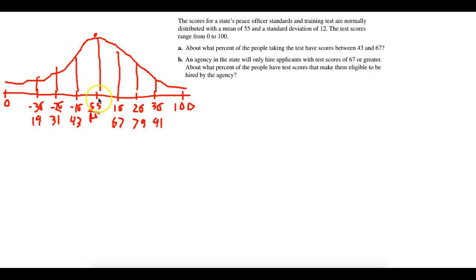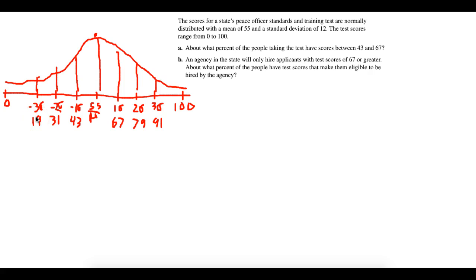So we've got 55 as our mean, plus 1 standard deviation is 67, plus 2 standard deviations is 79, plus 3 standard deviations is 91. On the other side, minus 1 standard deviation is 43, minus 2 is 31, minus 3 is 19.